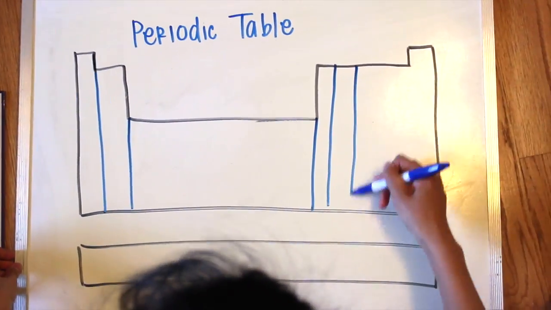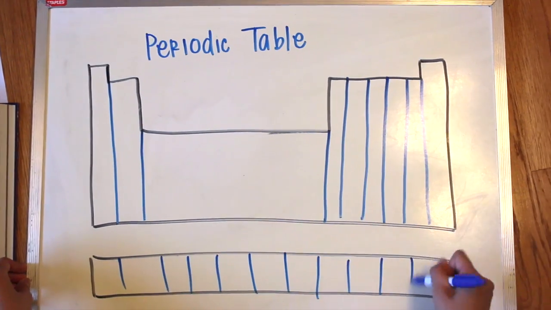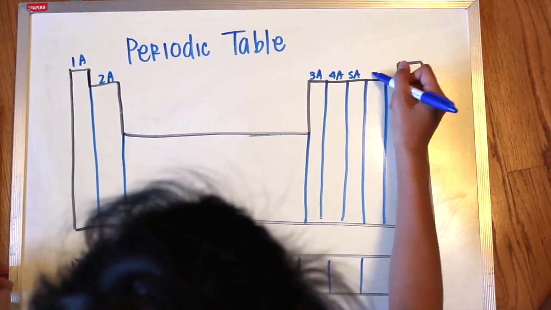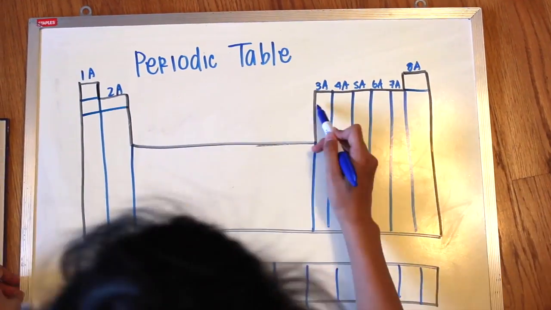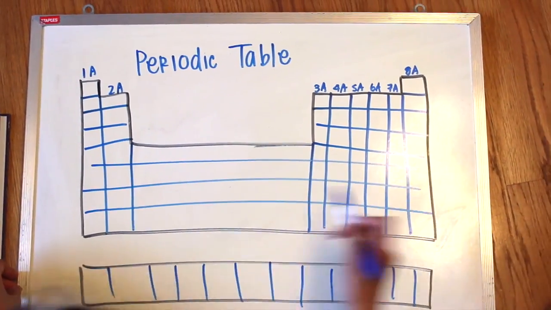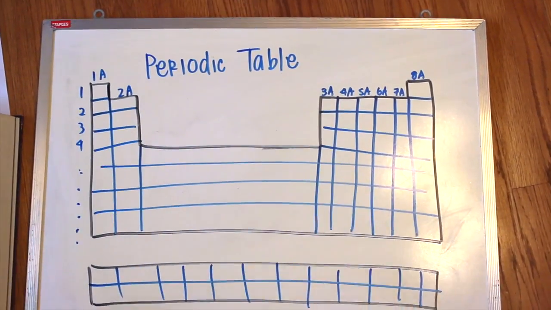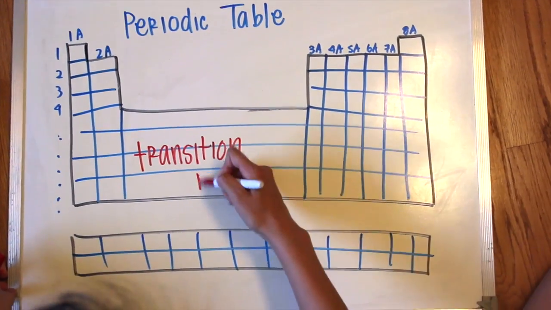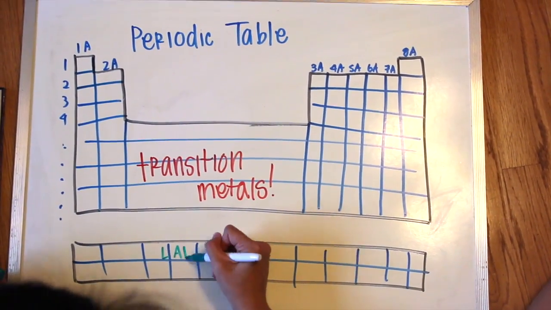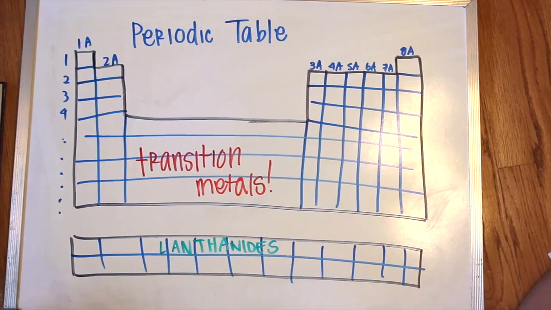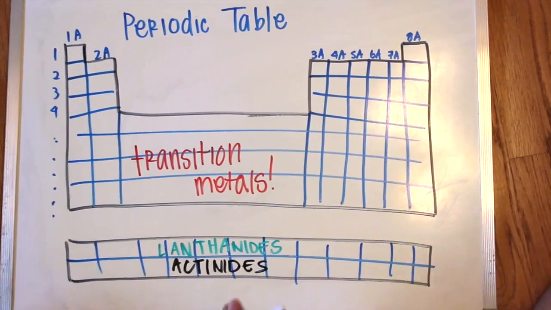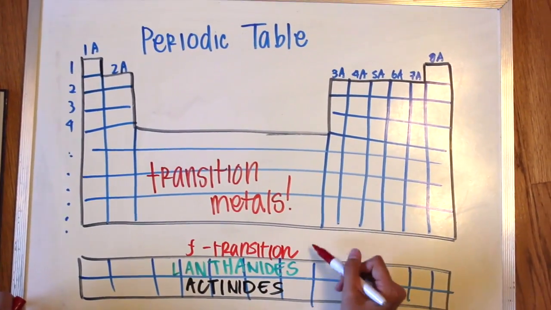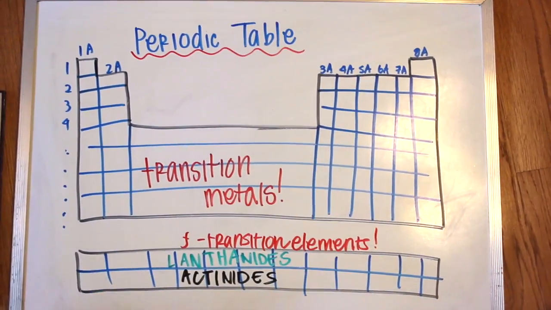All the elements known to us are organized through a periodic table. It is organized in columns by groups from 1A to 8A, and organized by rows from 1 through 7. The middle of the periodic table are the transition metals, and at the bottom two rows are the lanthanides and actinides. The elements in these two rows are called F transition elements.